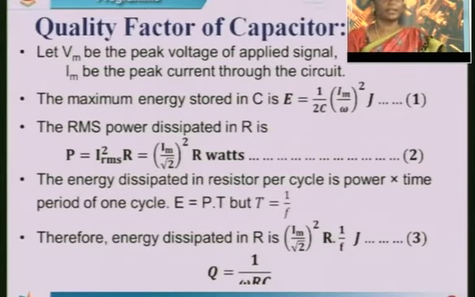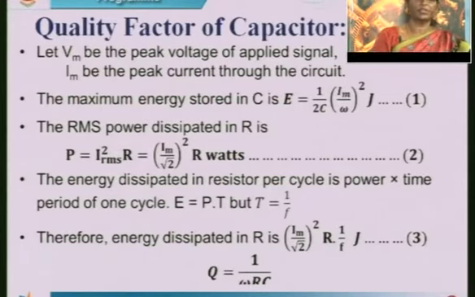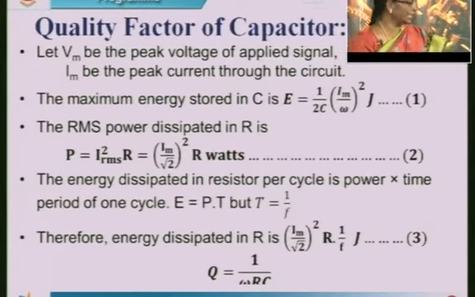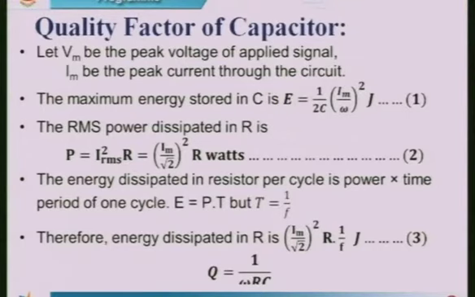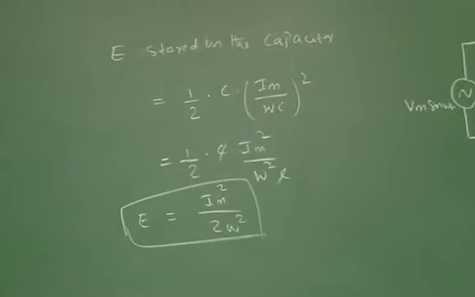And energy dissipated, we are going to find the energy dissipated in a resistor per cycle, which is nothing but the product of P into T, where T is nothing but time period of one cycle, which is equal to 1 by F. Okay, so when you substitute, what is the equation for E equal to P into T, substitute equation 2. So you have energy dissipated in the resistor is nothing but (Im by root 2) whole square into R into 1 by F joules. Okay, and on substitution of these two equations, that is energy stored in the capacitor and energy dissipated in the resistor, both these equations can be substituted to get what is the quality factor.